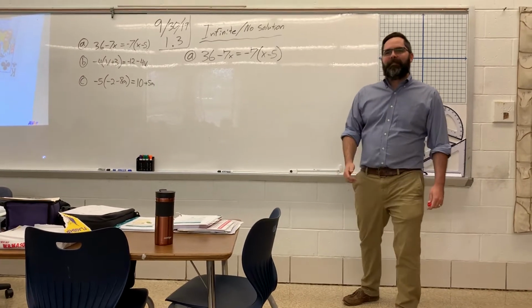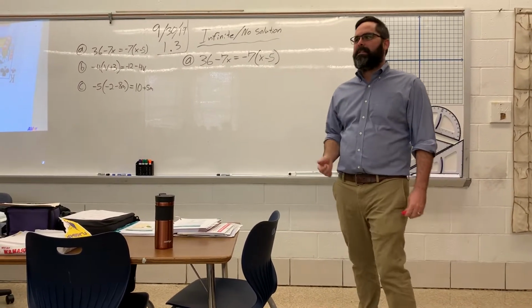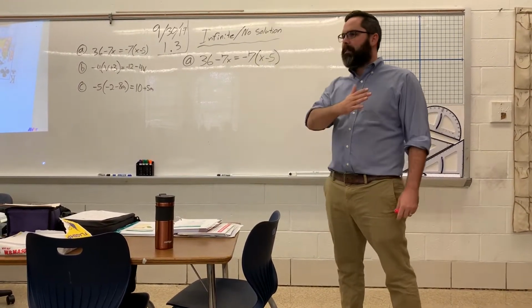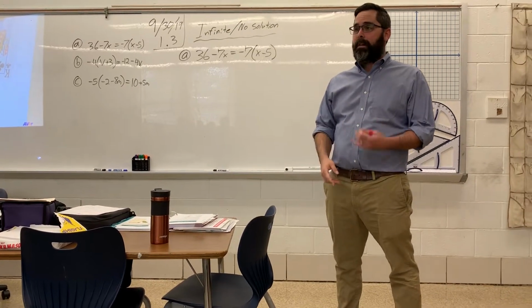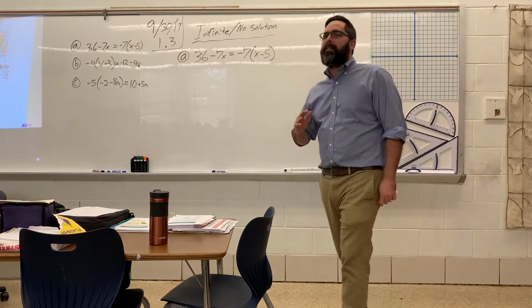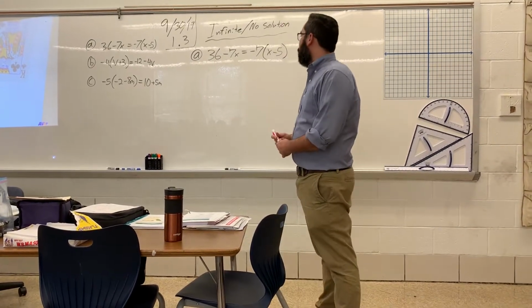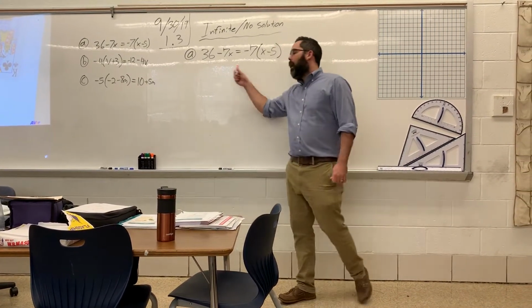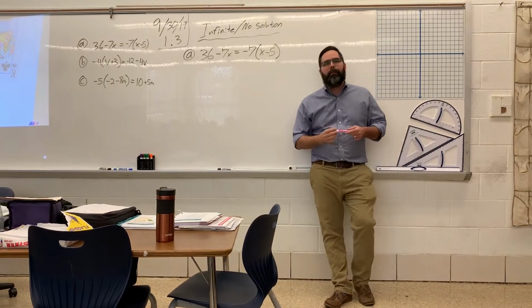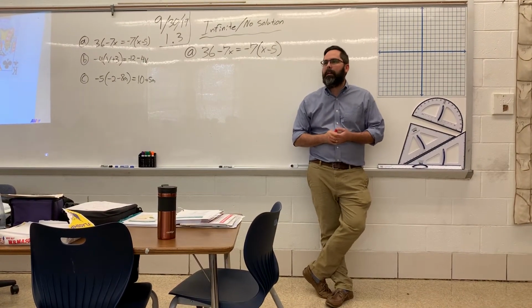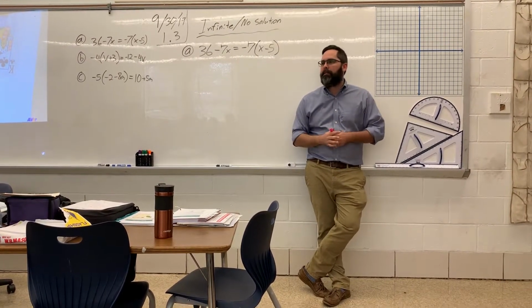We're going to look at infinite and no solution equations. Everything we've done so far this year has been one solution. I'm going to talk about how many different types of solutions there are in a minute. But let's look at this first equation. What did we decide we should do first when we're solving an equation with variables on both sides?